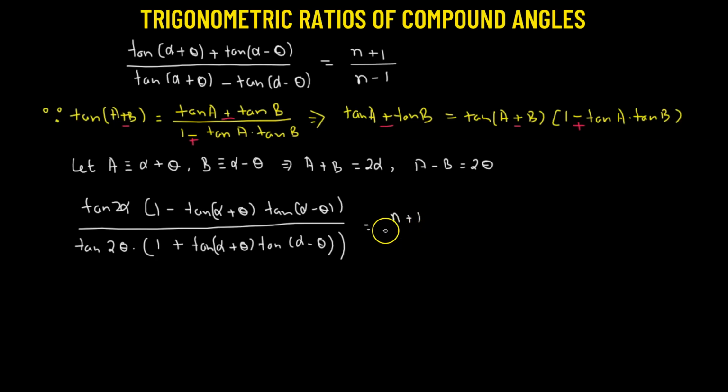We're going to have (n+1)/(n−1). Now we have tan 2α divided by tan 2θ.